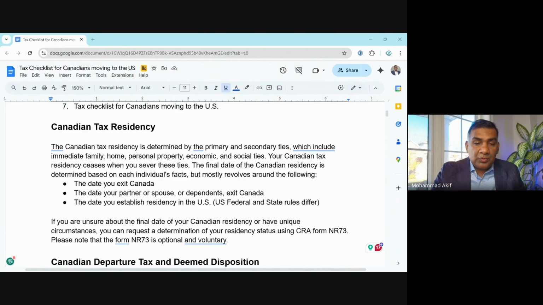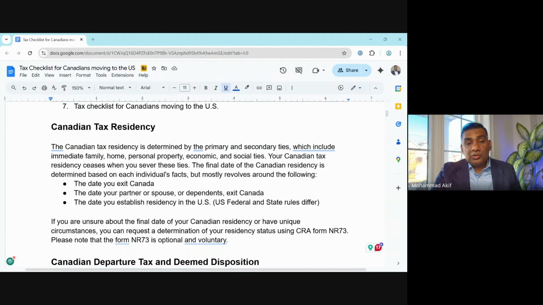So how do we do it? Once we go through this, of course, we can see your social ties, your property, your family, your home, and then when the ties get cut off, right? So again, the date that we look at is when you exit or when your family exits, right? This is very important too. In cases where you have exited and your family's still back home in Canada, you're still tied to Canada. This is one of the main ties. These are some of the primary ties.